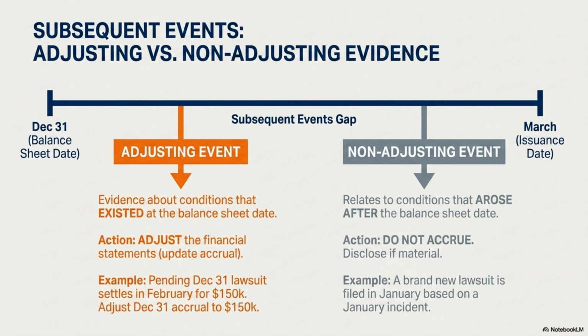A non-adjusting event. A brand new lawsuit filed in January based on an incident that happened in January. That condition did not exist at December 31st. You do not accrue it. You disclose it if material, but the December 31st balance sheet is not adjusted.